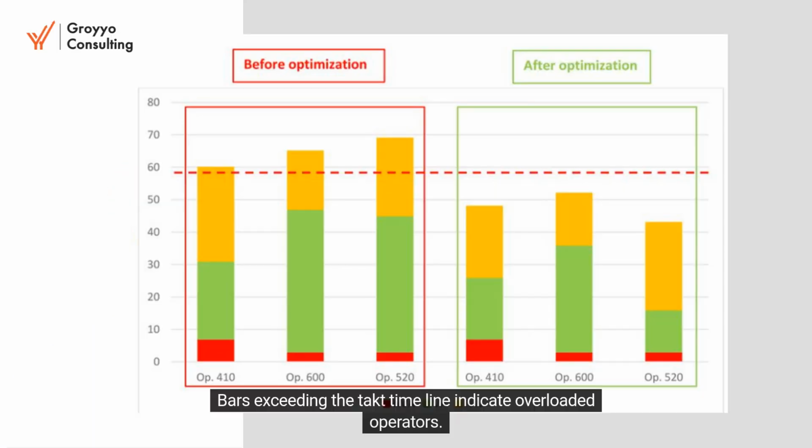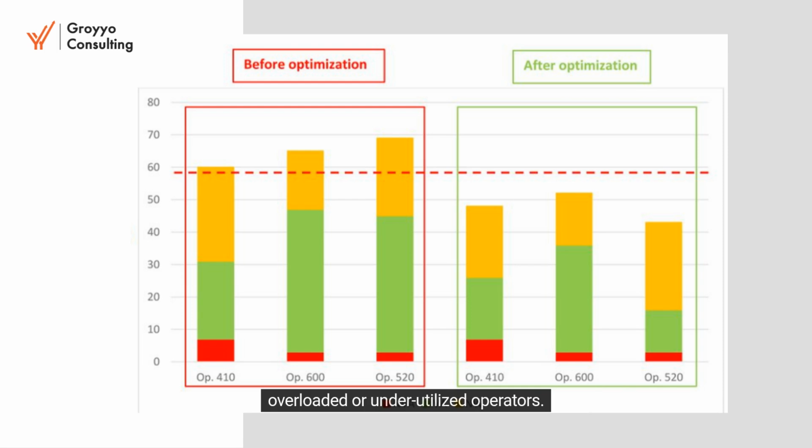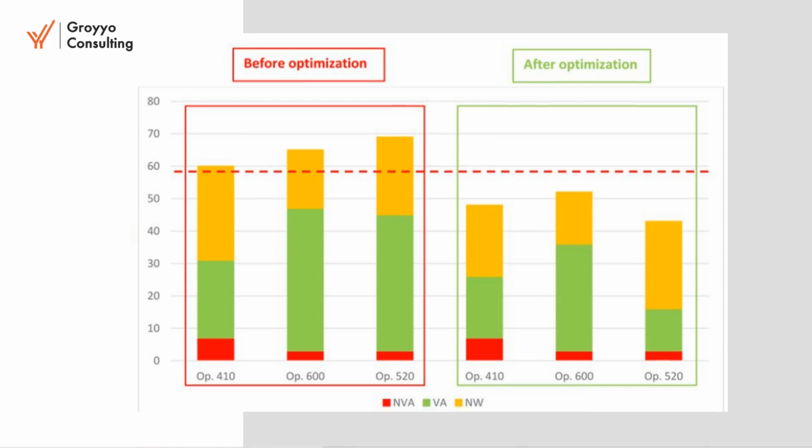Bars exceeding the task timeline indicate overloaded operators. Those far below suggest underutilization. This visual cue makes it easy to rebalance workloads. The red line indicates the task or cycle time, highlighting overloaded or underutilized operators. This visual cue is crucial for maintaining balance and efficiency in your workflow.